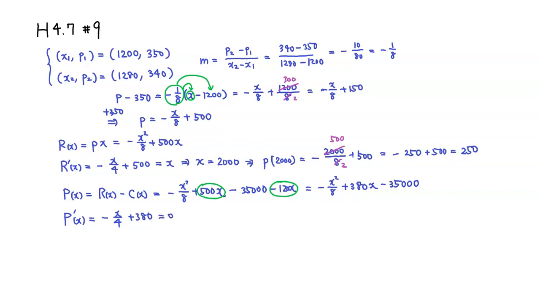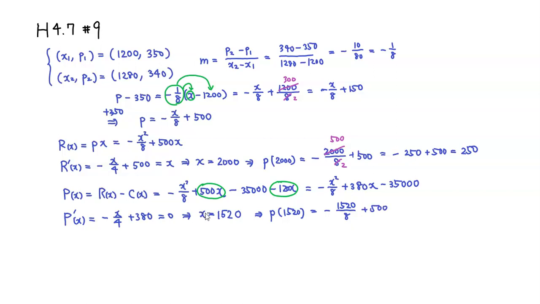So if you set that equal to 0, we have X is going to be equal to 4 times 380. 4 times 8 would be 32, and 4 times 3 is 12, so 1,520. Right? So if you want to find the price, we plug in 1,520 into the price function. We have negative 1,520 divided by 8 plus 500. Right? So what's this?